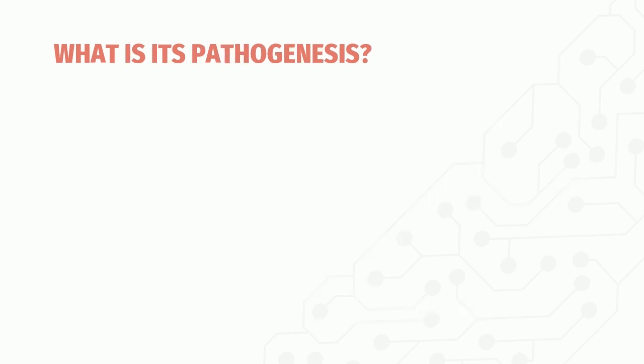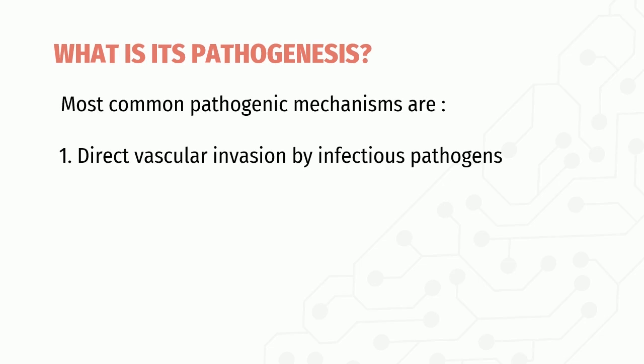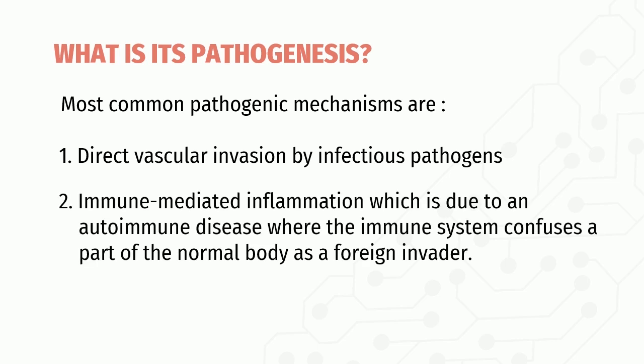The next question is, what is the mechanism or pathogenesis of vasculitis? Well, there are different types of vasculitis, which vary depending on how they are triggered and where in the body they cause problems. But the two most common pathogenic mechanisms are, first, direct vascular invasion by infectious pathogen, and the second is immune-mediated inflammation, which is due to autoimmune disease where the immune system confuses a part of the normal body as a foreign invader.